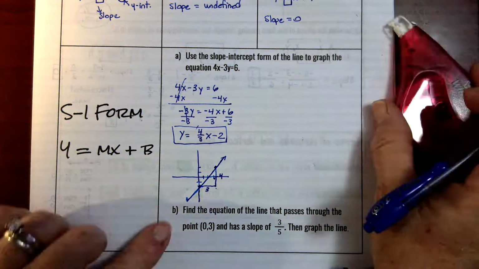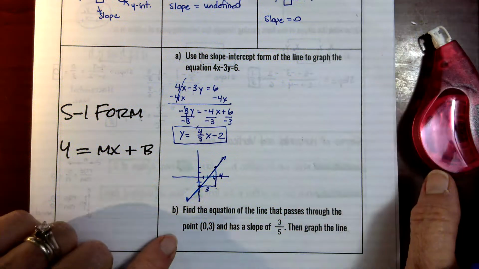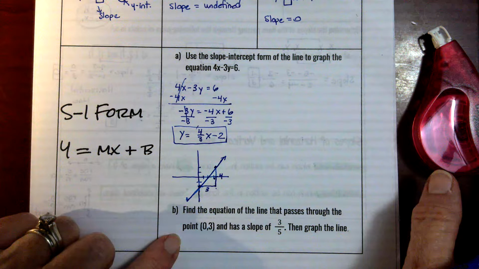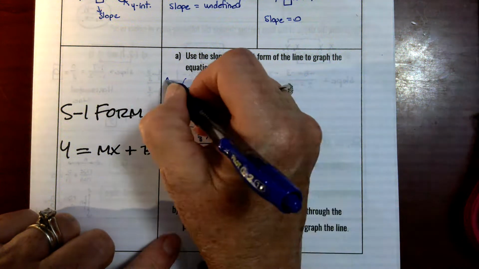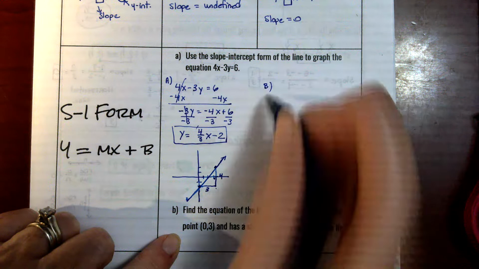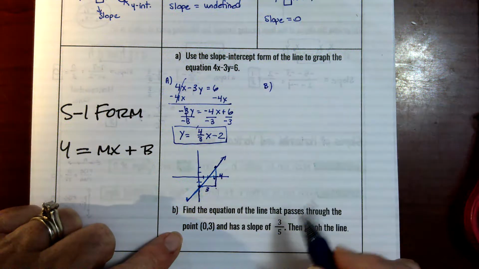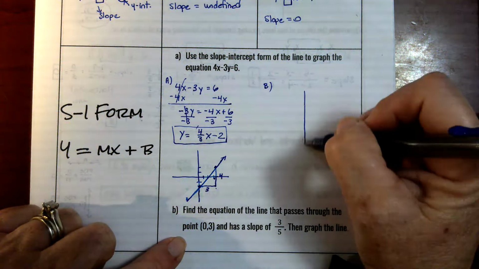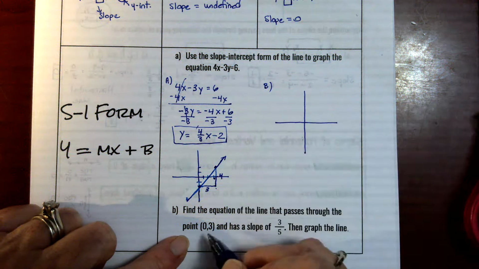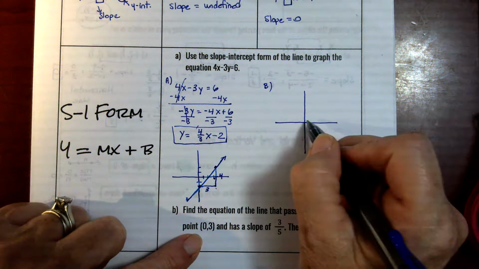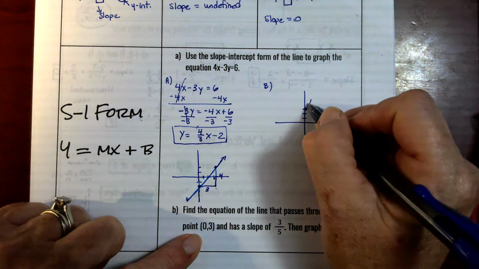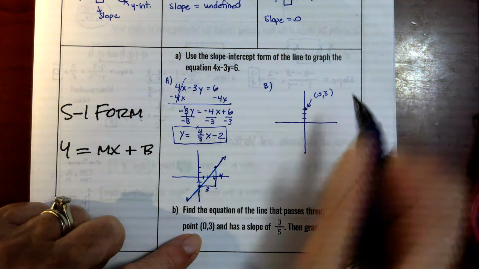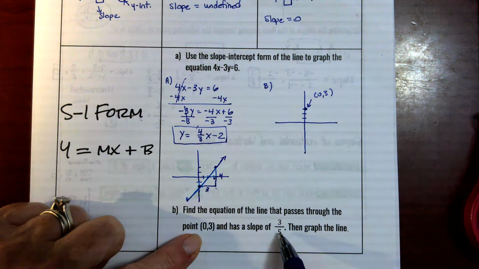Okay, so in B, it says to find the equation of a line that passes through the point (0, 3) and has a slope of 3/5, which is really not any different from what we did right here. So this is the graph. This is A. I'll do B over here just since I don't have any room below it. All right, so if the line contains a point (0, 3), that actually is on the y-axis. So there's the point (0, 3). And it has a slope of 3 over 5.